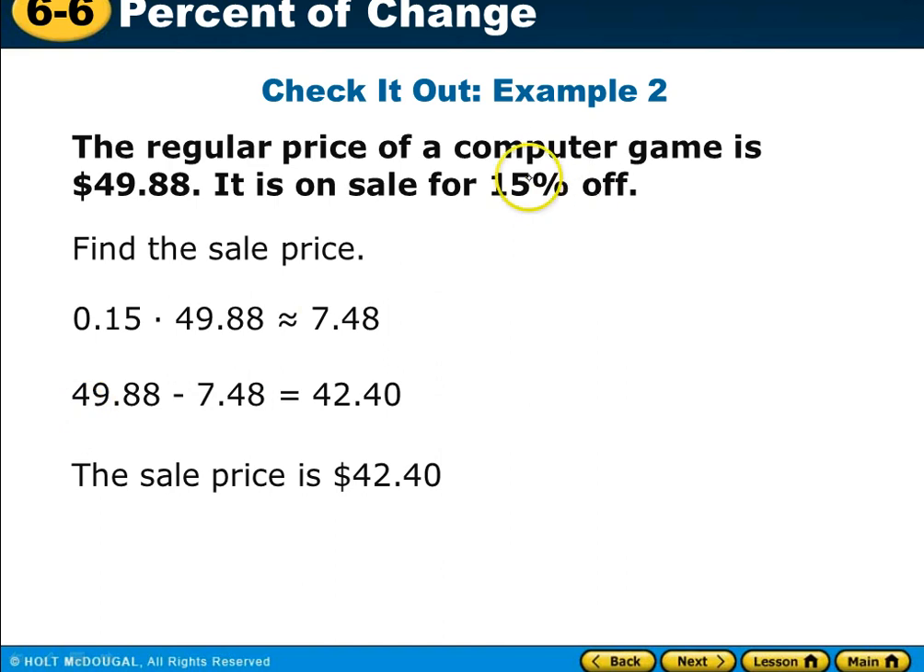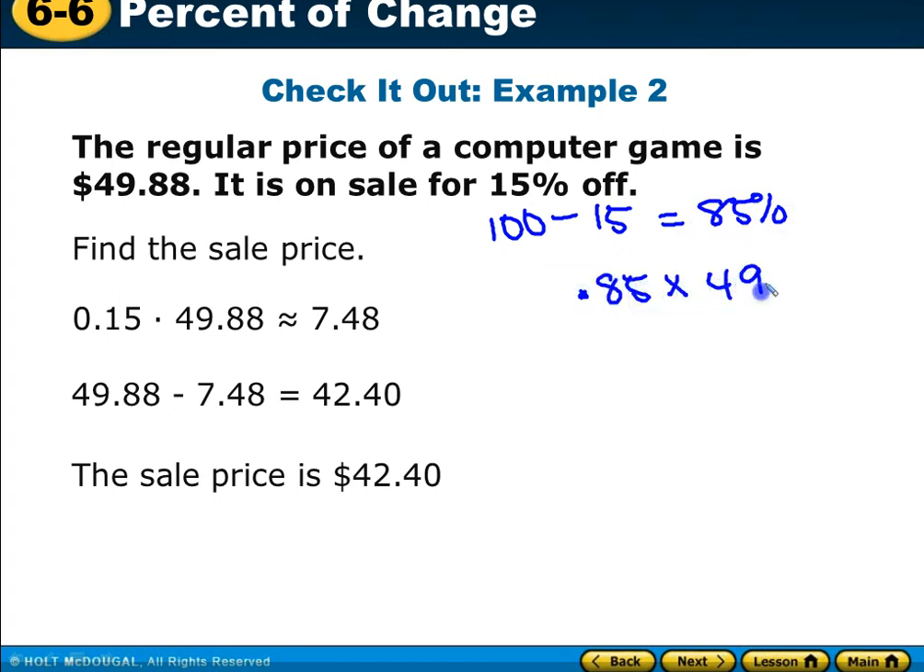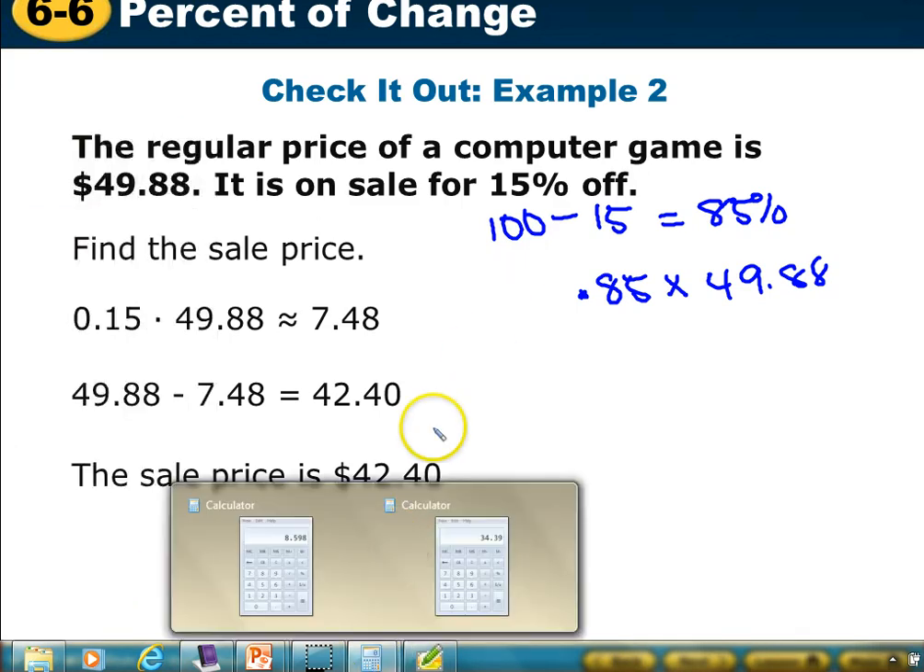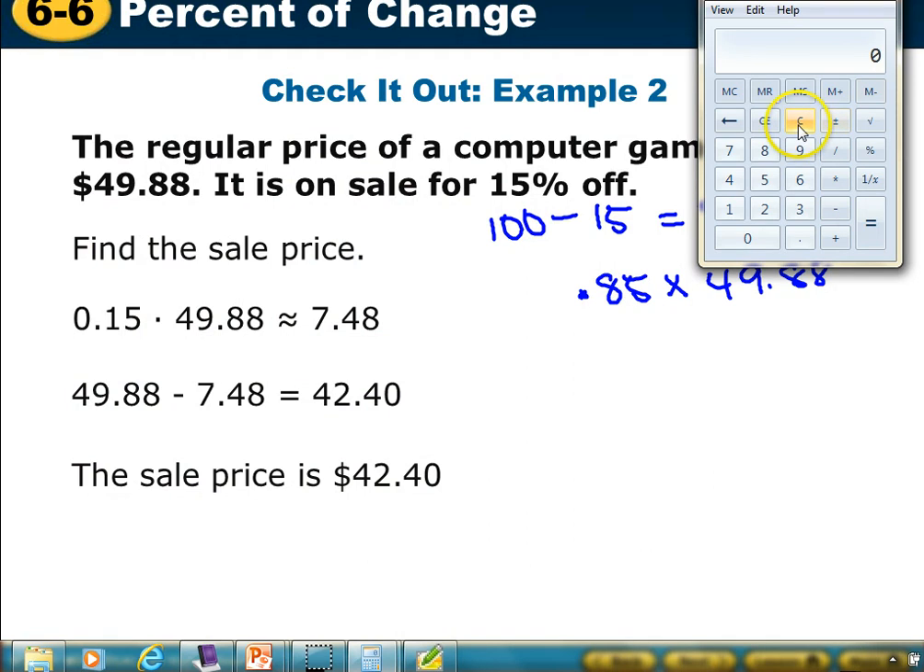Or we could do 100 minus 15, and that'll be 85% that we are paying, and then we just find 0.85 of 49.88, and again that will still give us the same answer. Let's find it on my calculator here. Oh great, I have two calculators up. Alright, so you type in 0.85 times 49.88, and that will still give us $42.40.